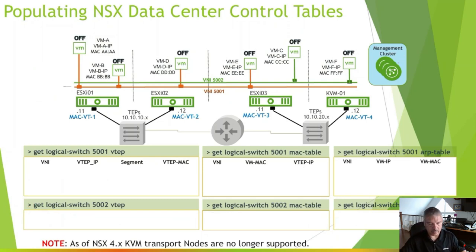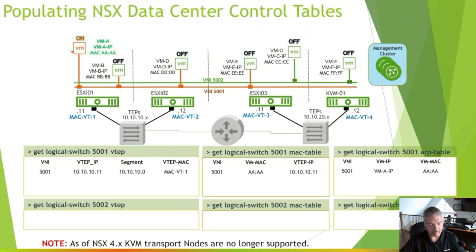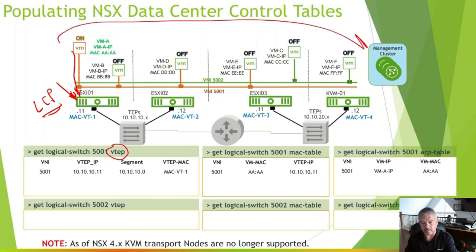So let's power on. Let's power on VMA. So we're going to power on VMA. What should we expect to see here? So let's go forward. What happens is when you power on VMA, the local control plane on this transport node will do, in this case, a VTEP report. It will send a VTEP report to the central control plane.